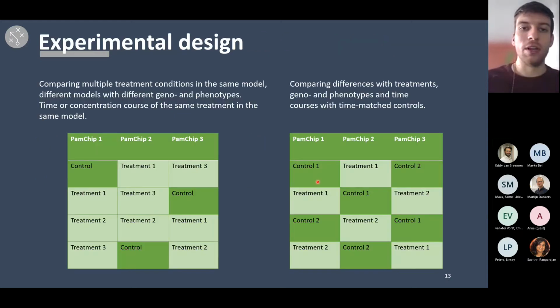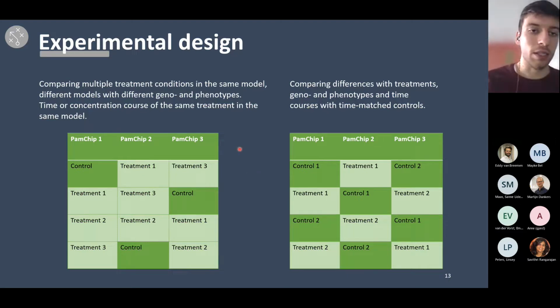So if you move on to the experimental design, this is also quite a frequent question that we get. So how do you really design the best experiment? How do you set up your samples? And basically in this case, I'm showing you two examples of quite typical questions. So for instance, you have one model and you want to look at 3 different treatments, or multiple treatment conditions in the same model. So for instance, a low, a medium, and a high concentration of a certain drug, or different time points.